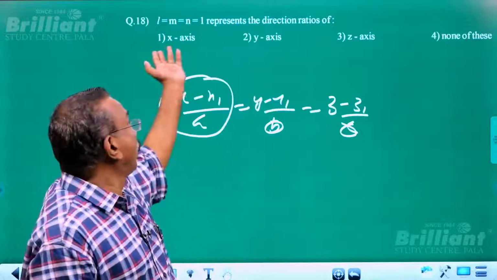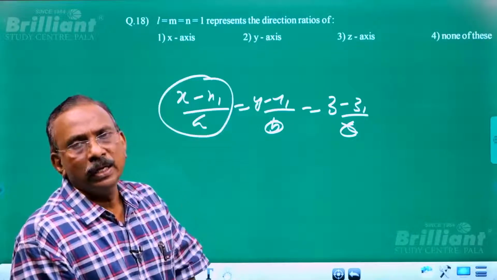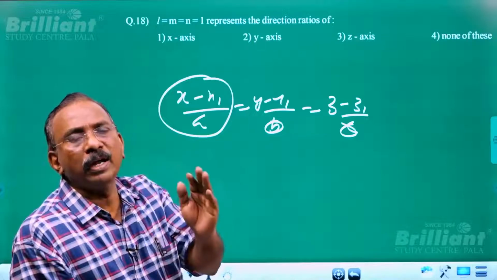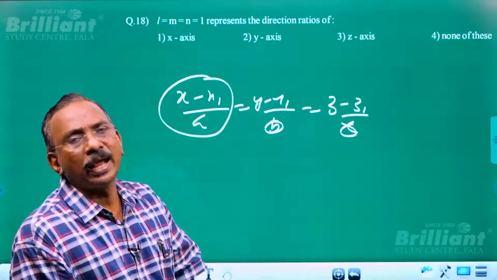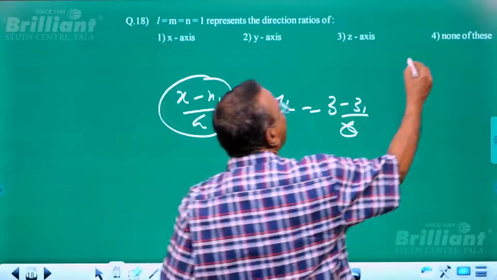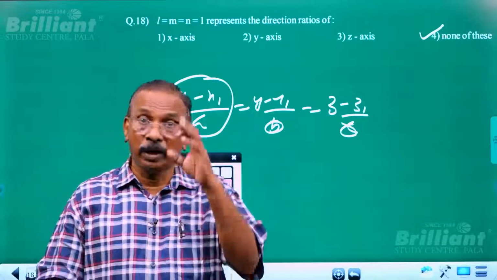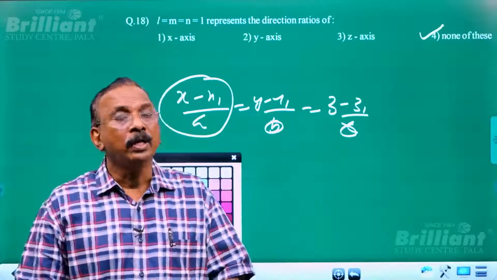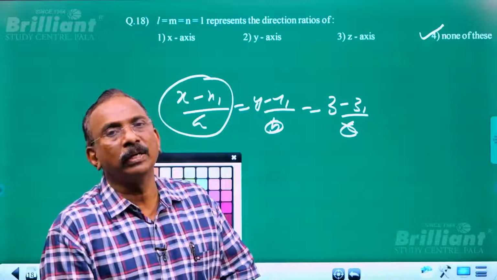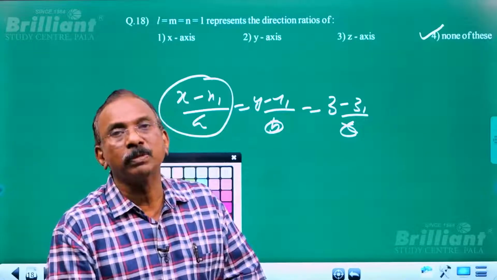But given it is 1, 1, 1 with the direction ratio, that means they are equally inclined. An equally inclined line is definitely in space, not along any axis. So none of these can be the correct answer for the option. So we can easily observe the question and easily identify that by reading carefully through the notes in our vector and 3D. Okay. Now you can come back to the next problem, question number 19.